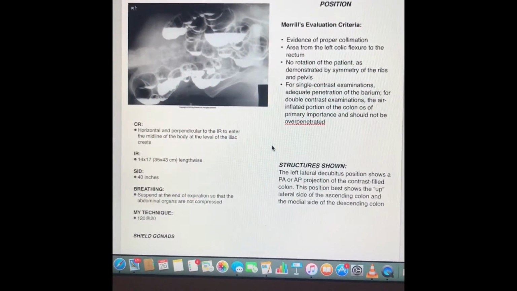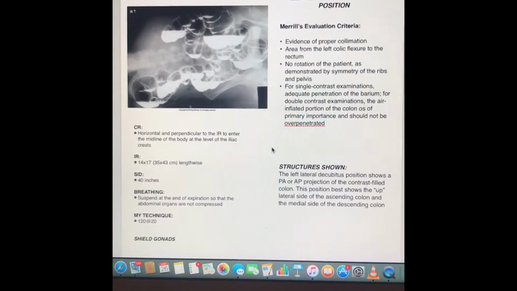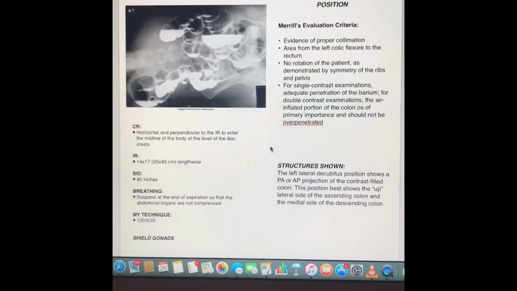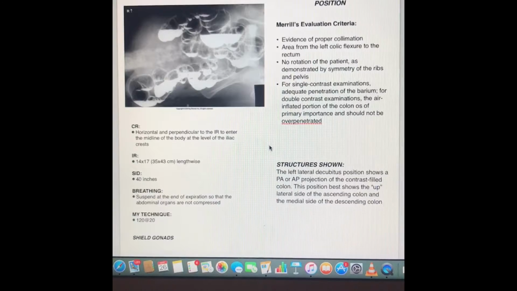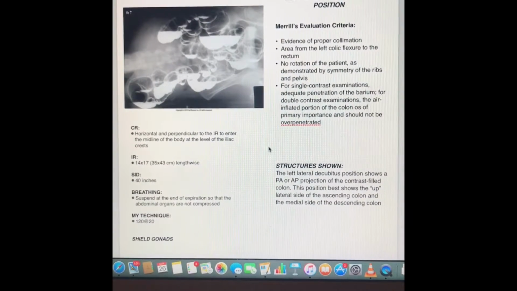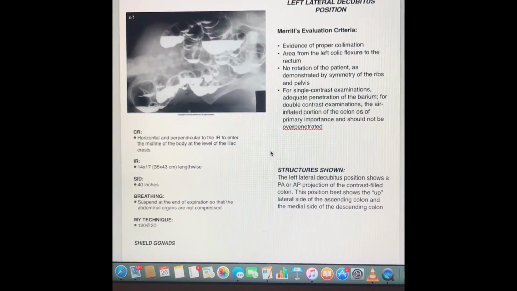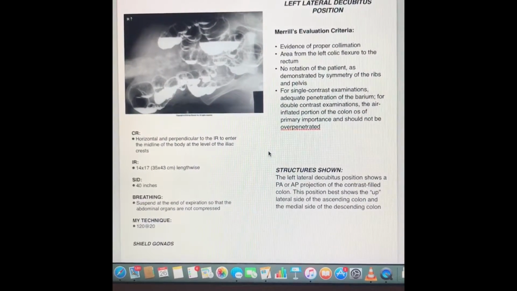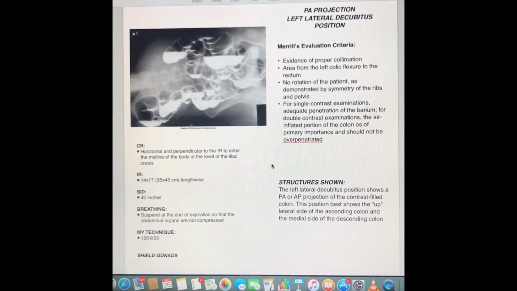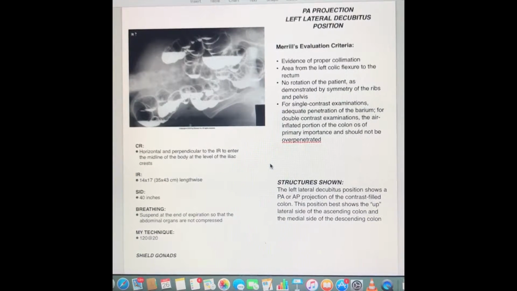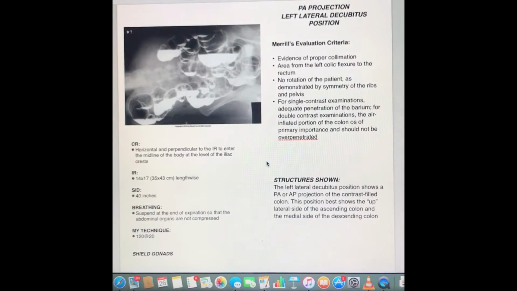My next projection was PA projection, left lateral decubitus position. Merrill's evaluation criteria for this projection is evidence of proper collimation, area from the left colic flexure to the rectum, no rotation of the patient as demonstrated by symmetry of the ribs and pelvis. For single contrast examinations, adequate penetration of the barium. For double contrast examinations, the air-inflated portion of the colon is of primary importance and should not be over-penetrated.